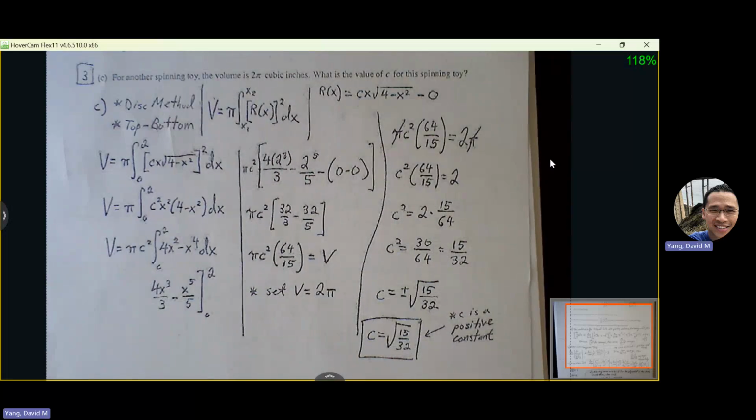So my radius is just top minus bottom, the c x root 4 minus x squared, minus 0. The nice thing is that once I square it, the square root goes away, but both the c and the x get squared. We can FOIL it out, go through the power rule, plug in our upper and lower bounds, set our volume equal to 2 pi because we know the volume is 2 pi, and then algebraically work towards solving for c.